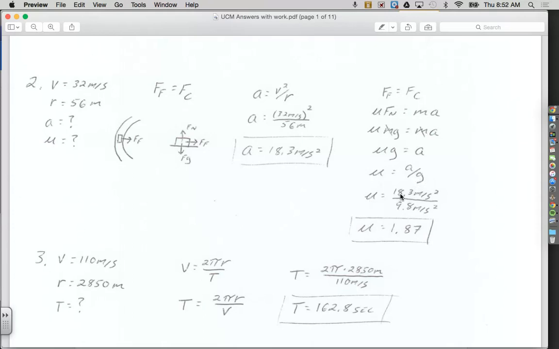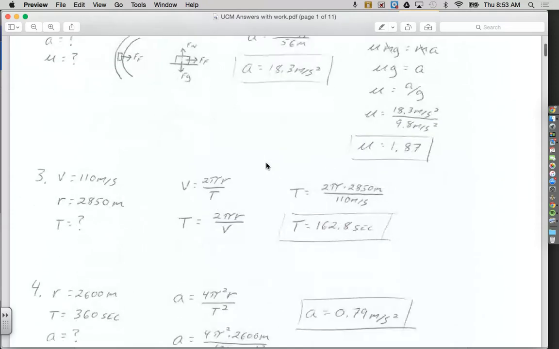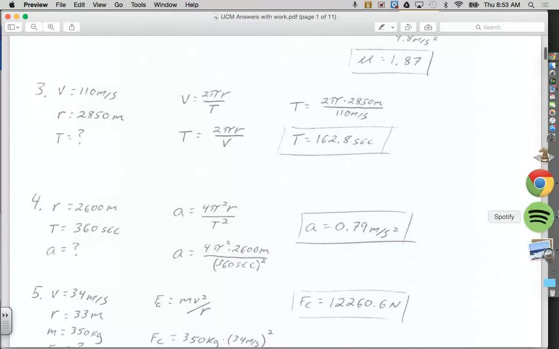So for mu, I'm going to have 18.3 meters per second squared divided by 9.8 meters per second squared, and that gives me a coefficient of 1.87. So if I don't have that coefficient between my tires and the ground, I'm going to slide off the road. If it's anything less than that, I'm going to slide off into the distance and end up in a ditch on the side.